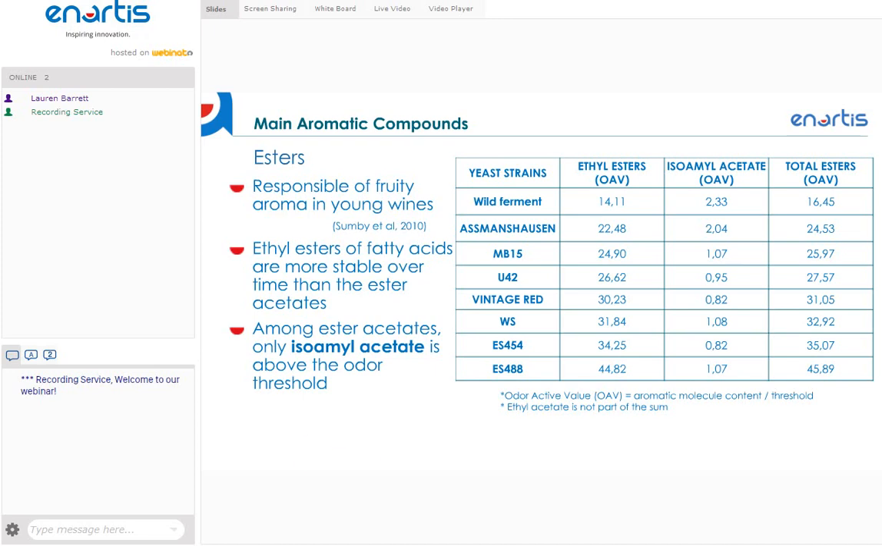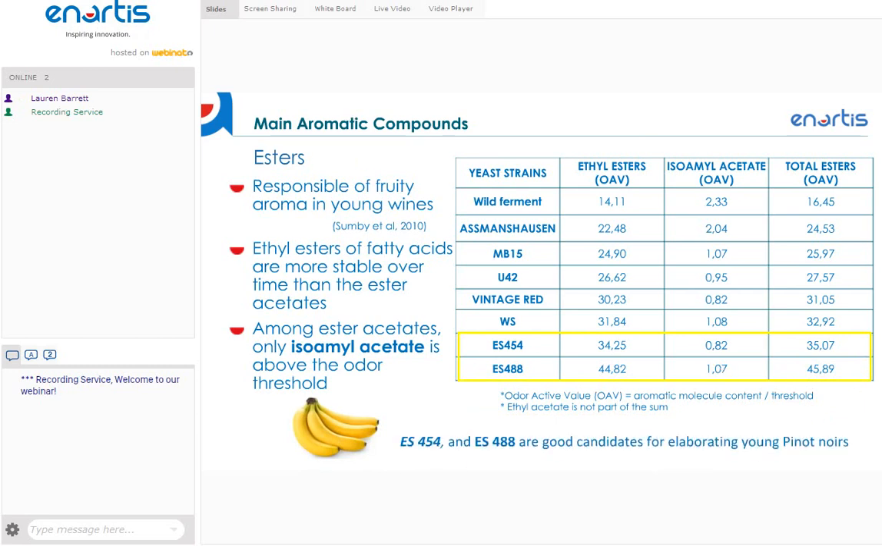ES454 and ES488 produced overall the highest total level of esters, the highest odor activity value of esters in our trial. This is a good tool for producers who are looking for elaborating young Pinot Noir wines, or Pinot Noir maybe more in a carbonic or Beaujolais Nouveau style.